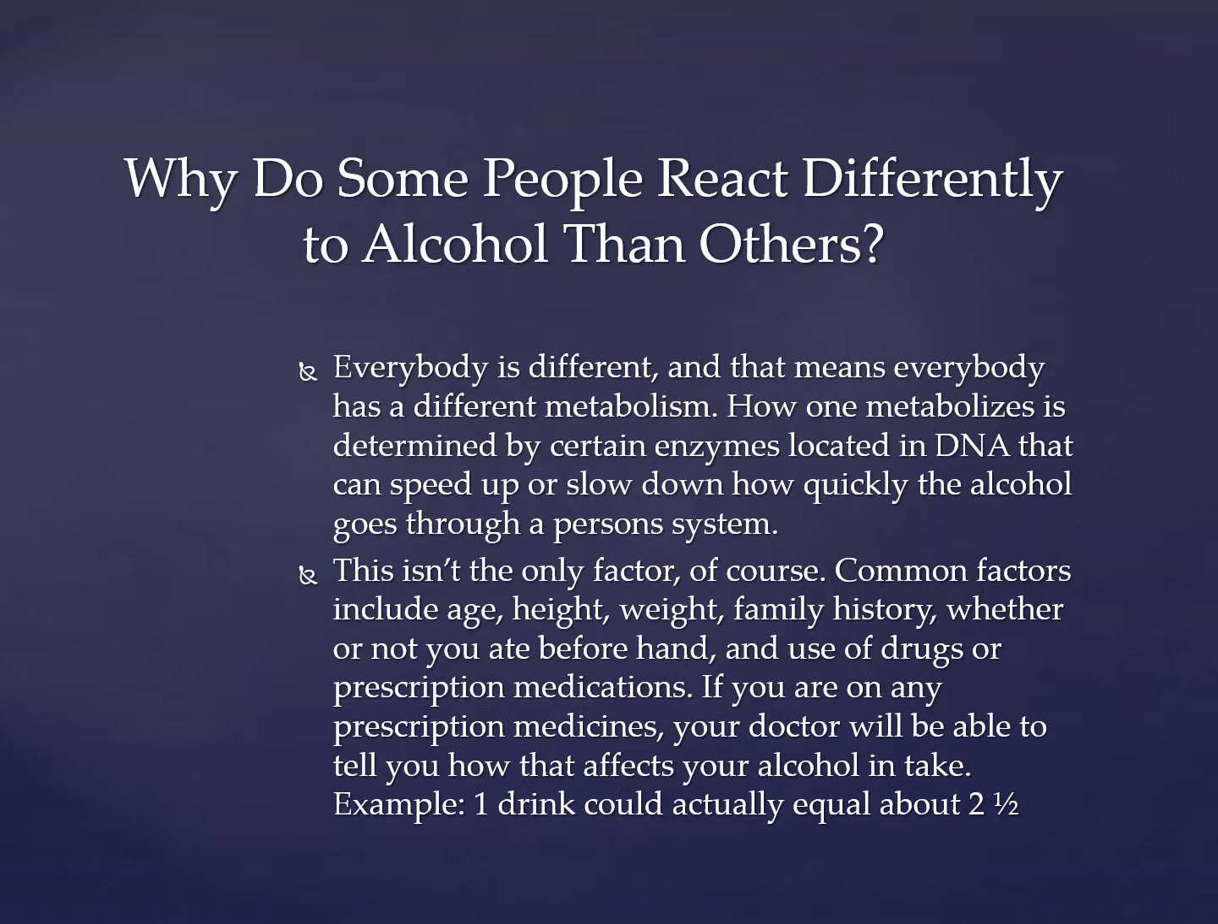Everybody is different, and that means everybody has different metabolism. How one metabolizes is determined by certain enzymes located in DNA that can speed up or slow down how quickly the alcohol goes through a person's system. This isn't the only factor, of course. Common factors include age, height, weight, family history, whether or not you ate beforehand, and use of drugs or prescription medications. If you're on any prescription medicines, your doctor will be able to tell you how that affects your alcohol intake. For example, one drink for one person could equal about 2.5 for another person depending on the stipulations.